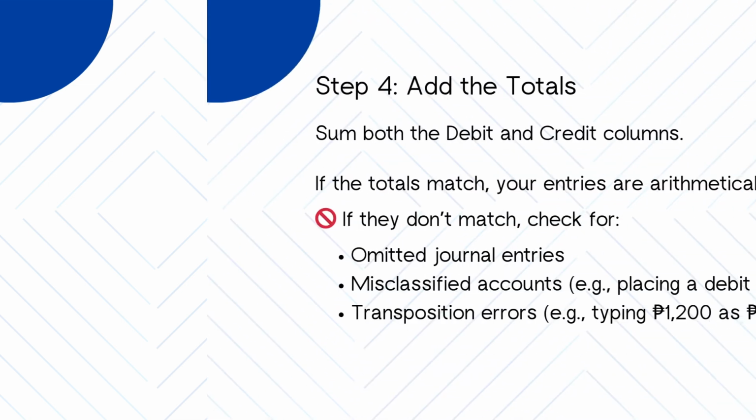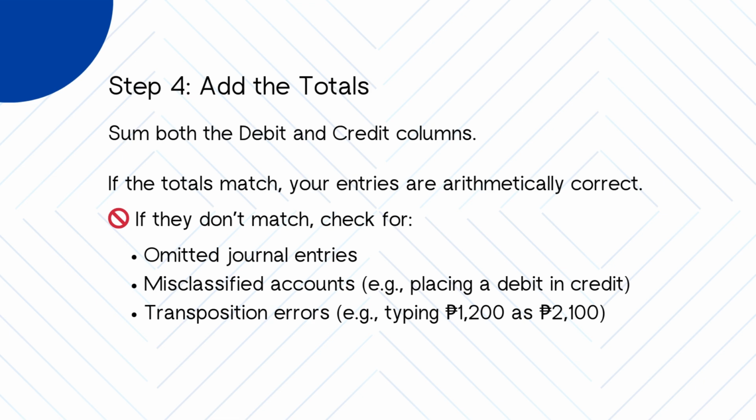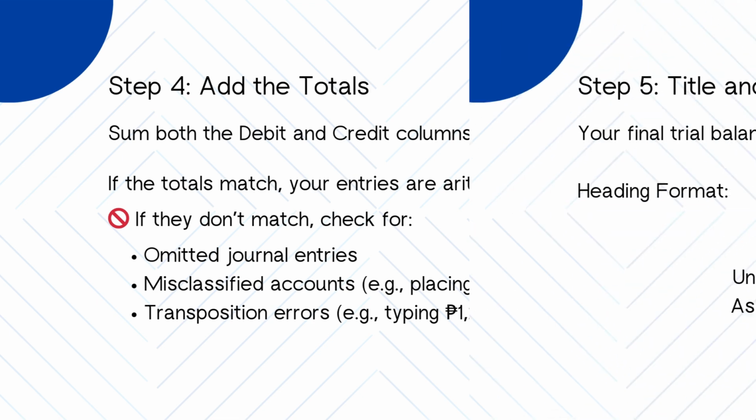Step 4: Add the total sum of both the debit and credit columns. If the totals match, your entries are arithmetically correct. If they don't match, check for omitted journal entries, misclassified accounts, such as placing a debit in the credit column, and transposition errors, for example, typing 200 as 2100.